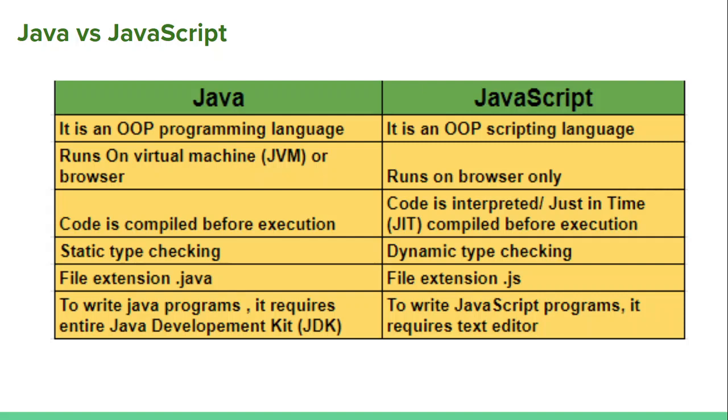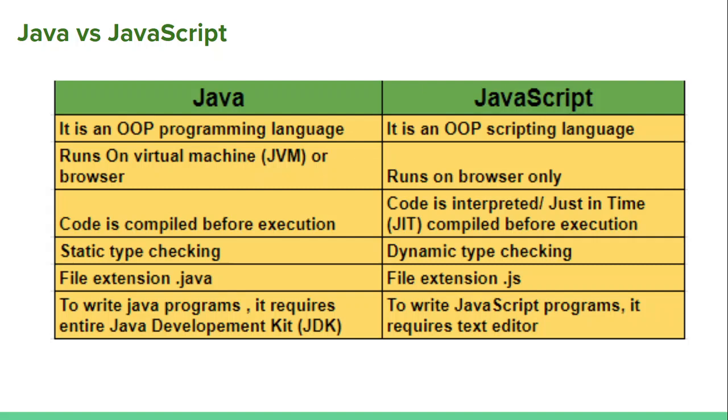Java runs on the virtual machine, JVM, or browser, right? Java also has JSP components that can be used to execute Java on the browsers as well. But mainly, to run Java, we need some Java virtual environment, right? But for JavaScript, only a browser is enough. JavaScript runs only on the browser. In Java, code is compiled before execution, whereas in JavaScript, code is interpreted by a just-in-time compiler before the execution.